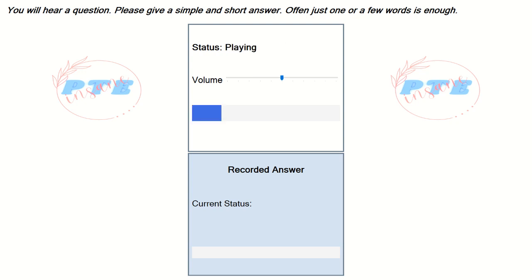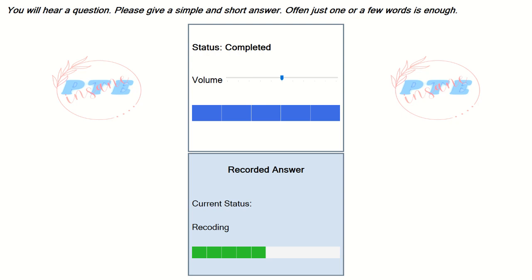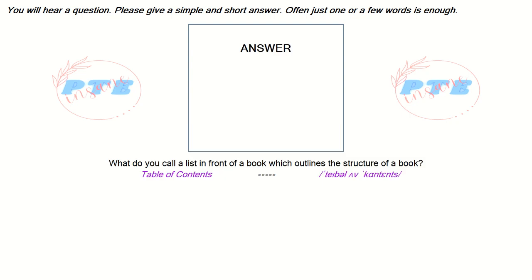What do you call a list in front of a book which outlines the structure of a book? Table of contents.